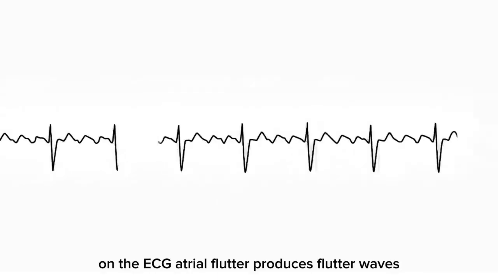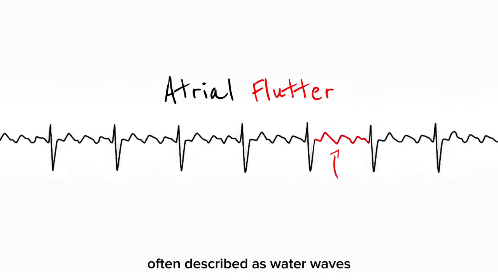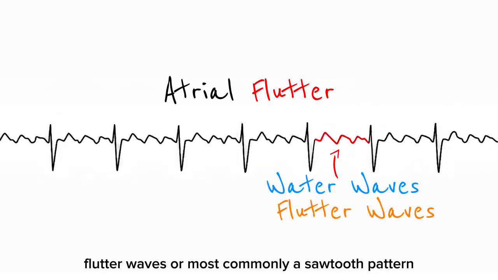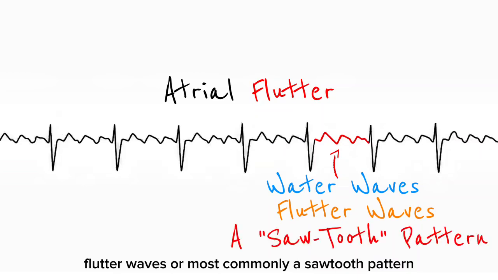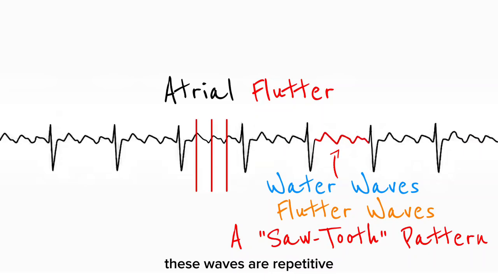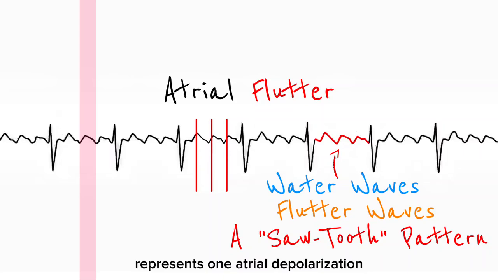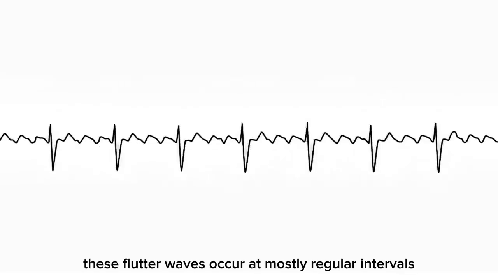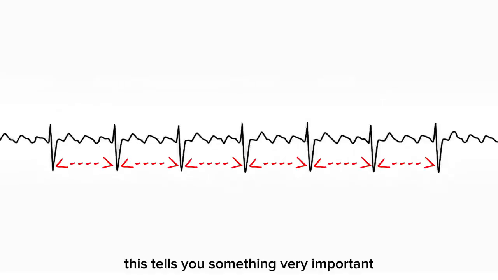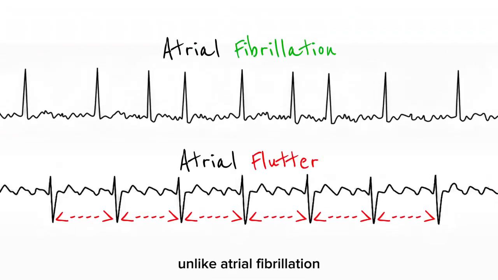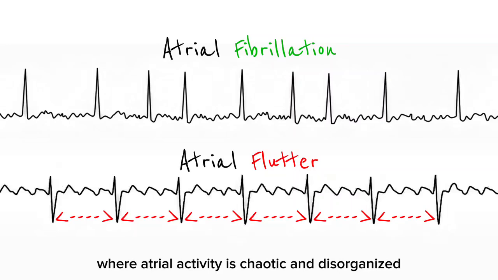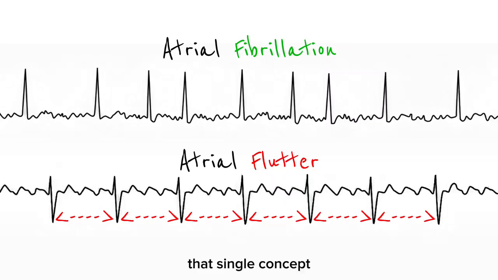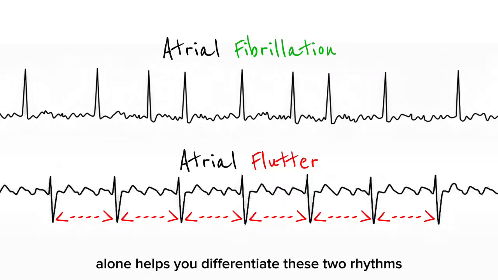On the ECG, atrial flutter produces flutter waves, often described as water waves, flutter waves, or most commonly, a sawtooth pattern. These waves are repetitive, uniform, and evenly spaced. Each tooth of that sawtooth represents one atrial depolarization. And here's a critical teaching point. These flutter waves occur at mostly regular intervals. This tells you something very important. Unlike atrial fibrillation, where atrial activity is chaotic and disorganized, atrial flutter is fast, but organized. That single concept alone helps you differentiate these two rhythms instantly.